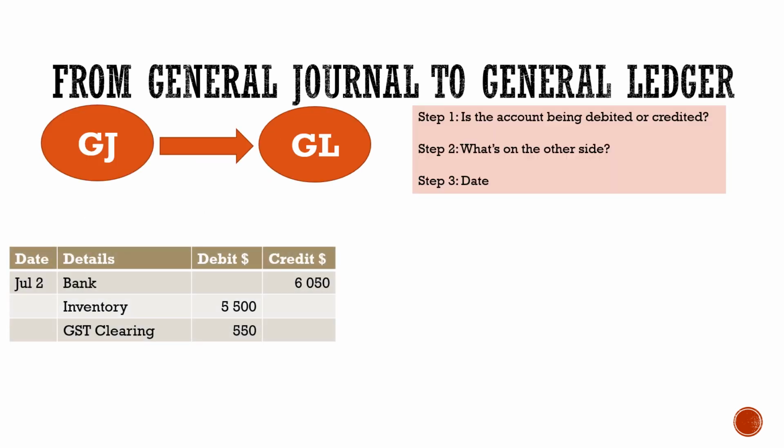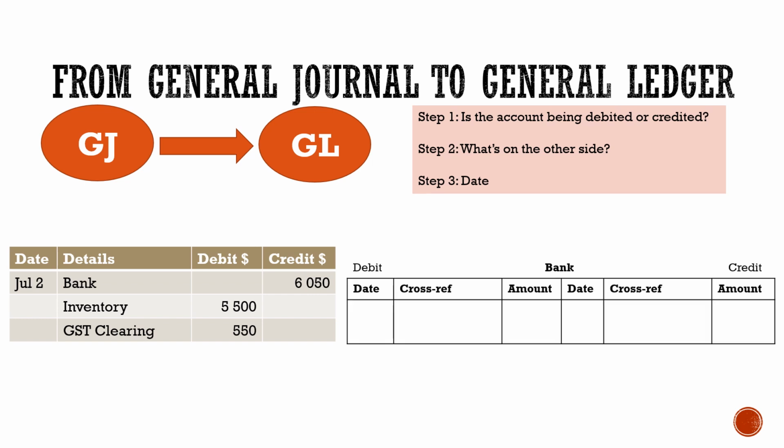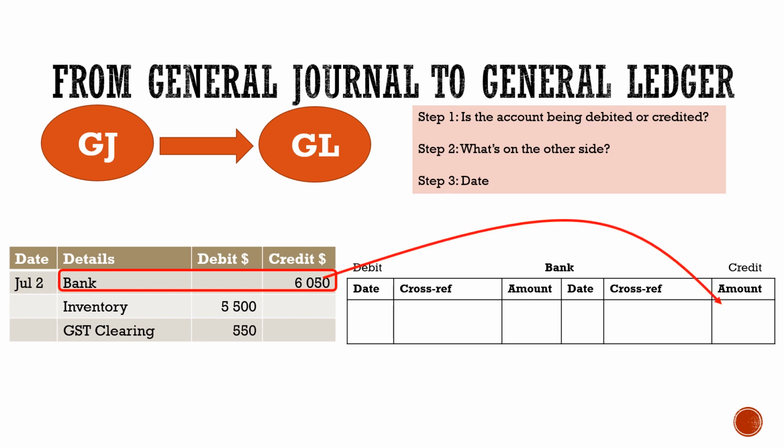Here we have a general journal recorded for a cash purchase of inventory totaling $5,500 plus GST $550. We will start by recording the bank ledger account. Step 1, is the account being debited or credited? Here we can see that the bank is being credited for $6,050. Accordingly, in the bank ledger account, we will record $6,050 in the amount column on the credit side.